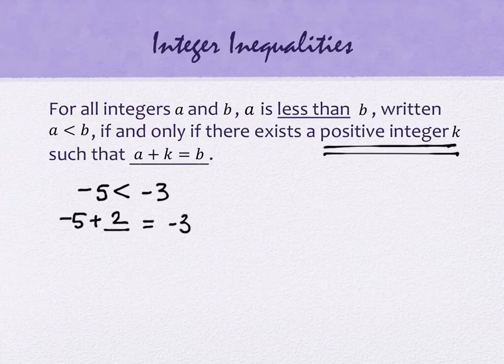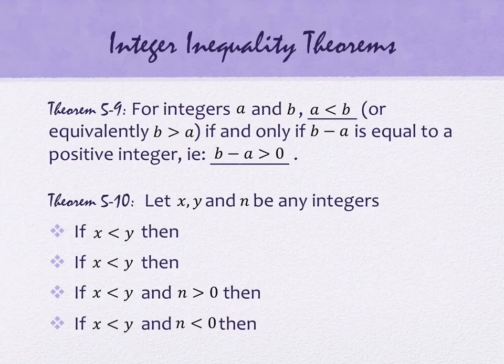All right, a bit of notation. Theorem 5.9 talks about how we can think about less than. So for integers a and b, a is less than b, or equivalently, b is greater than a, if and only if b minus a is equal to a positive integer. That is to say, b minus a is greater than 0.